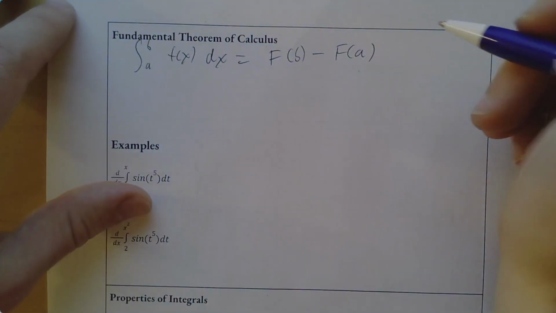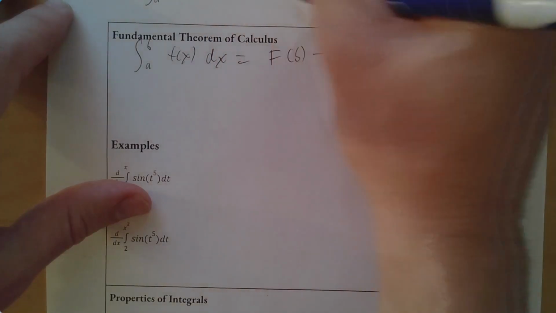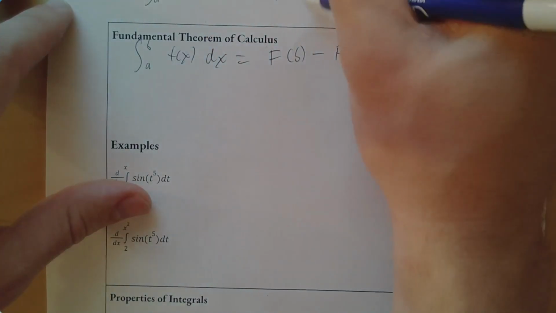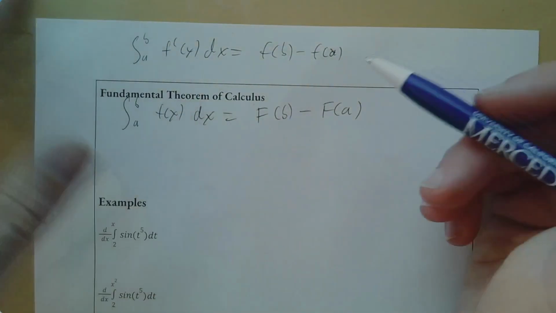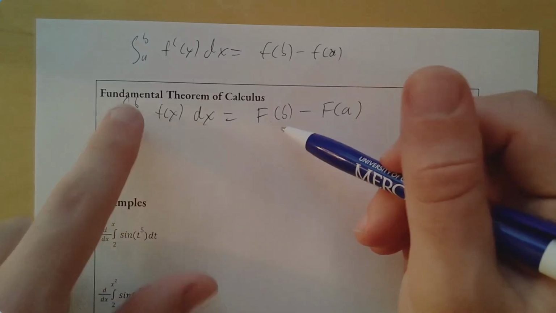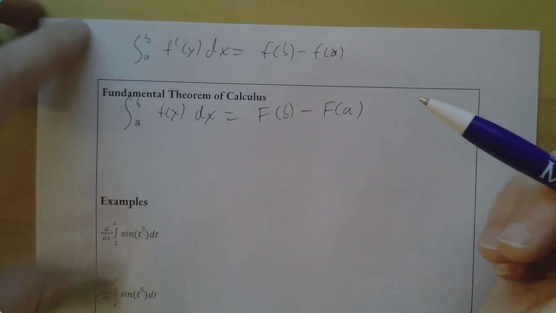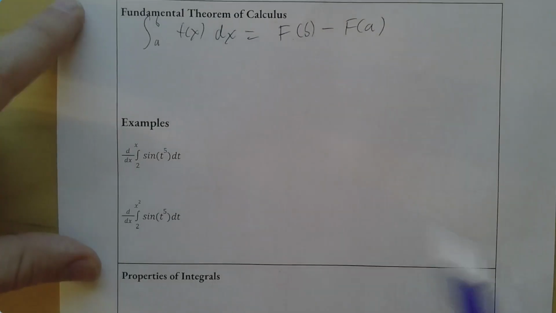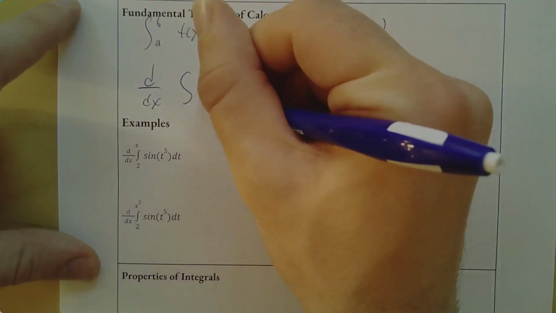That's a key one. Sometimes on the AP test, it'll be the integral from a to b of f prime of x dx, and that's just little f of b minus little f of a. You're just taking away that prime because you're integrating. It's the antiderivative, right? So the antiderivative at b minus the antiderivative at a is how you evaluate a definite integral.